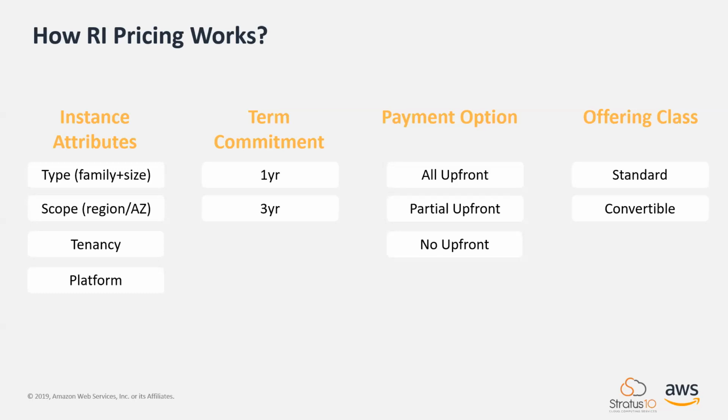Your term commitments, 1 to 3 years, as we defined. Payment options, which is all upfront, partial upfront, or no upfront. And then the offering class. So you have your standard, which provides you with the most discount but is a little bit more restrictive, or the convertible, which provides you a lower discount than the standard but allows you to exchange to another convertible RI with a different instance attribute.